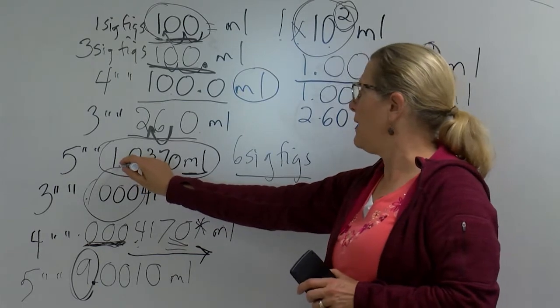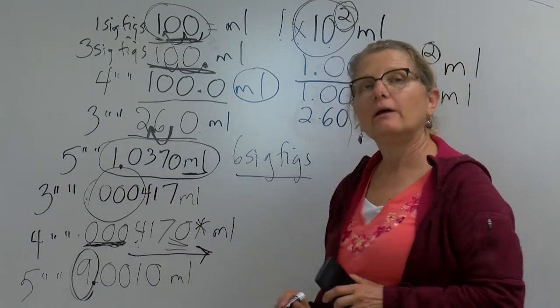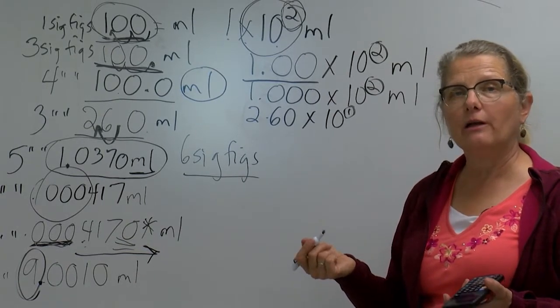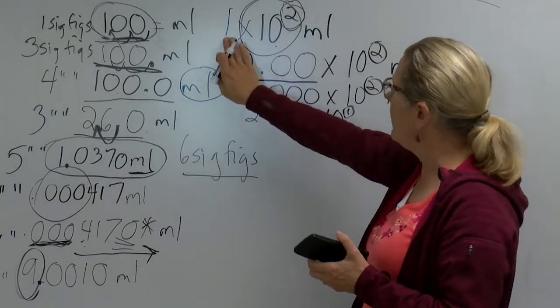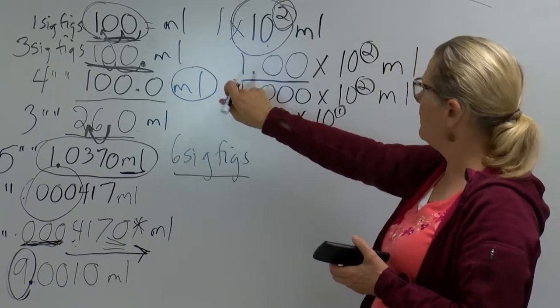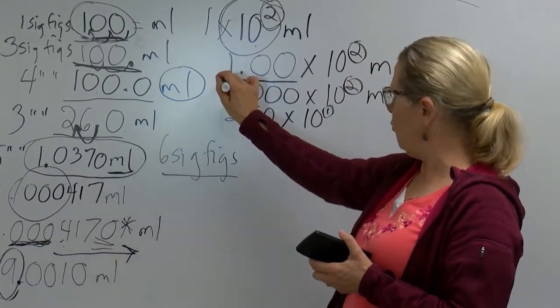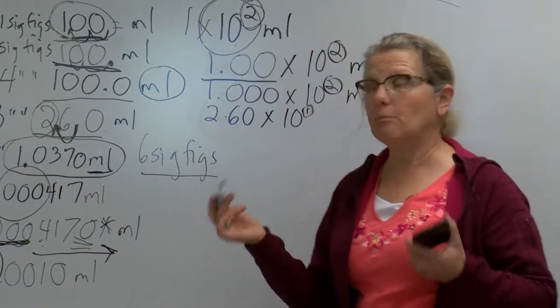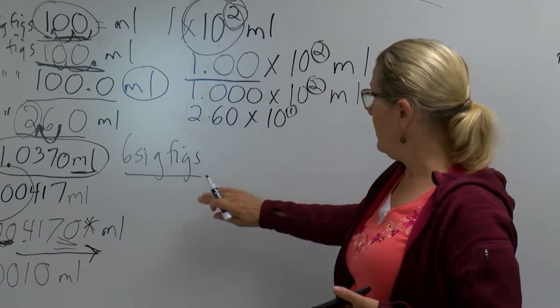How many places am I going to move the decimal? I forgot to say with scientific notation, there's always only one number before the exponent. I mean, you're always going to bring this down to the ones place. So let me explain that.